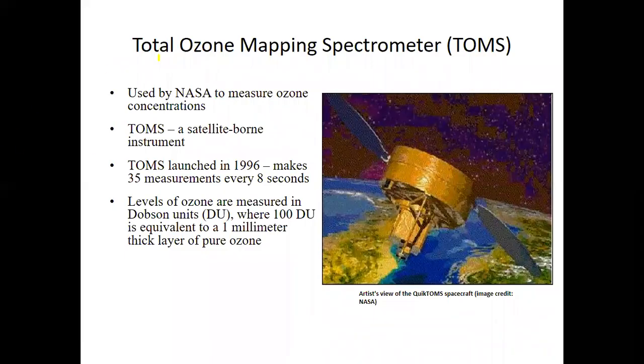Then the Total Ozone Mapping Spectrometer is used by NASA to measure the ozone concentration. It is a satellite-borne instrument, so we cannot maintain it in our laboratories. It was launched in 1996 and makes 35 measurements every 8 seconds. The level of ozone is measured in Dobson units, where 10 Dobson units is equivalent to a 1 millimeter thick layer of pure ozone.